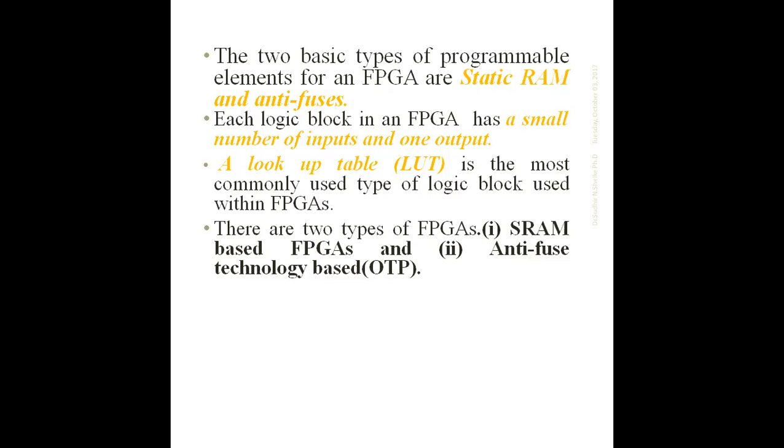Each logical block in an FPGA has a small number of input and output pins, and it also has a logical lookup table, which is the most commonly used type of logical block within the FPGA. That logical block is implemented using the lookup table methodology. There are two types of FPGAs: one is called SRAM based, as well as anti-fuse technology based, OTP, one-time programming.